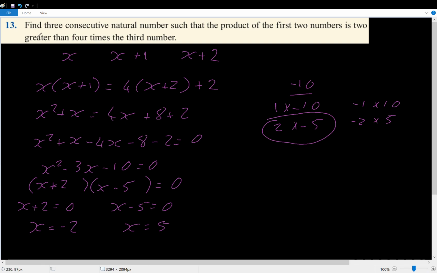So we're told find three consecutive natural numbers. Well, natural numbers, if you remember, are counting numbers. They're all positive. They start at 1 and continue up in whole numbers to infinity, which means that minus 2 is not a natural number. So our smallest consecutive number that we're looking for is 5, which means the three consecutive numbers we're looking for are going to be 5, 6, and 7. And that's that.